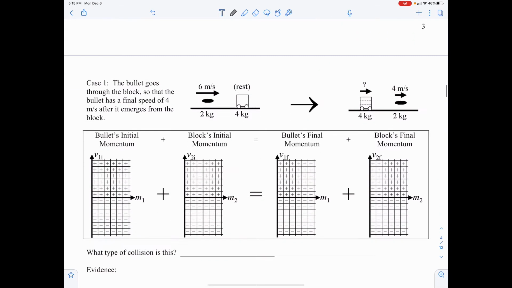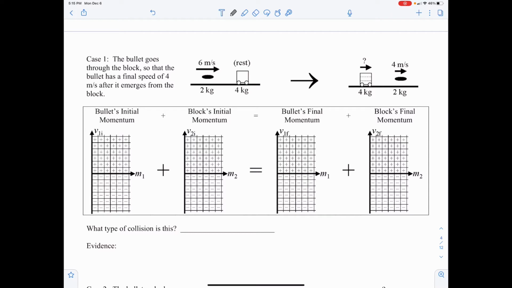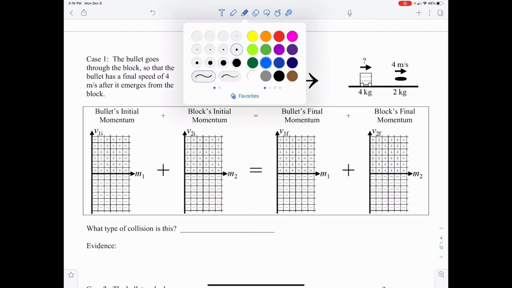Now, case 1. The bullet goes through the block so that the bullet has a final speed of 4 meters per second as it emerges from the block. Okay, so I'm going to call M1 the bullet and M2 the block. Actually, I don't have to call it that way. They're calling it that way. So this is M1 bullet, M2 block. All right, so the bullet itself has 2 kilograms and I'm going to color code this with black bullet and blue block.